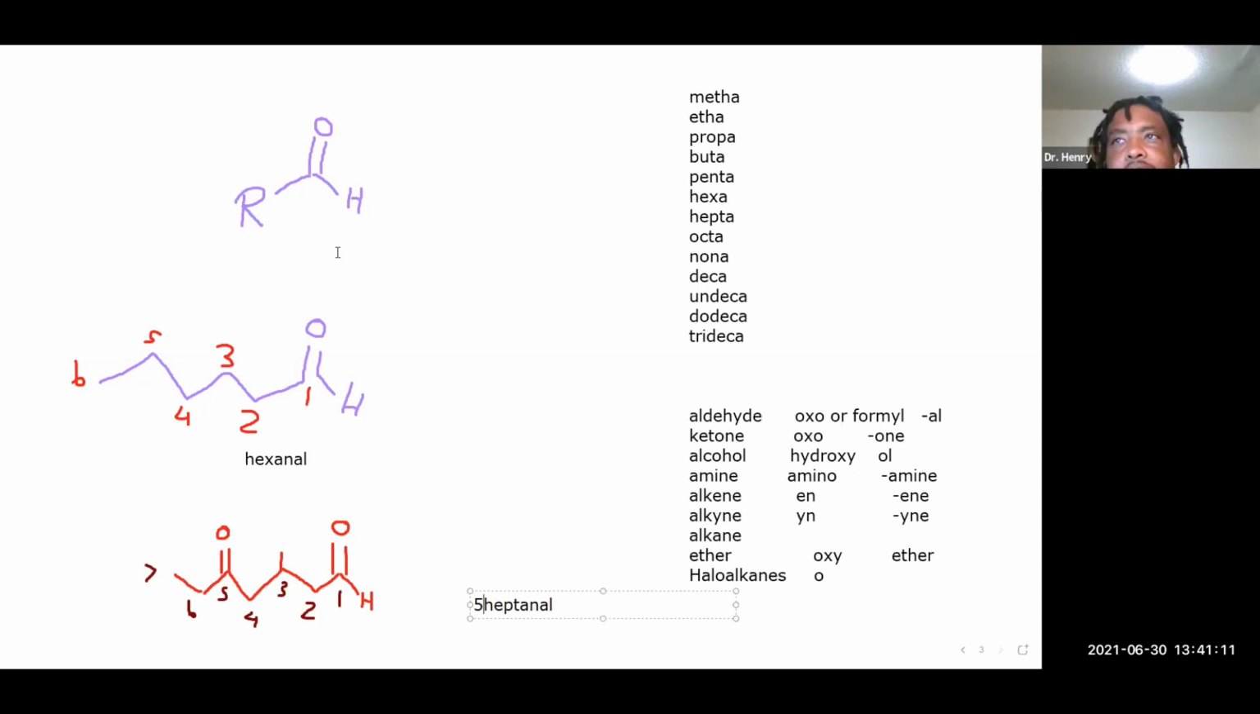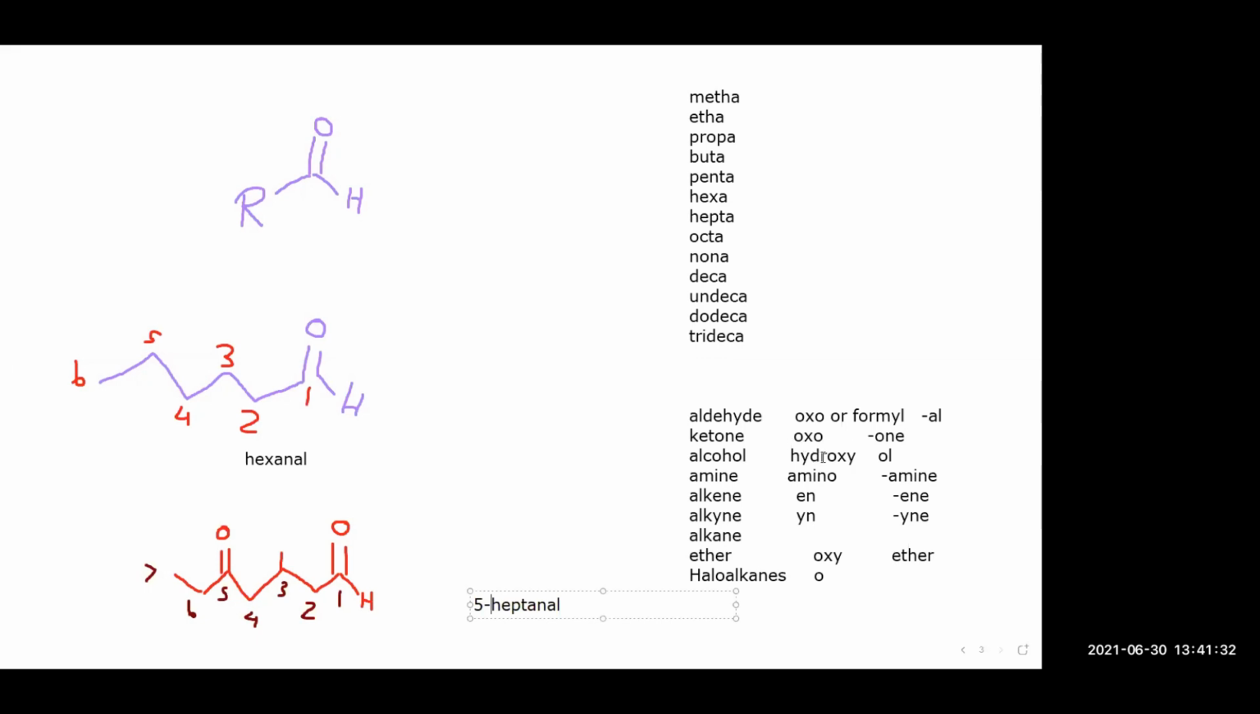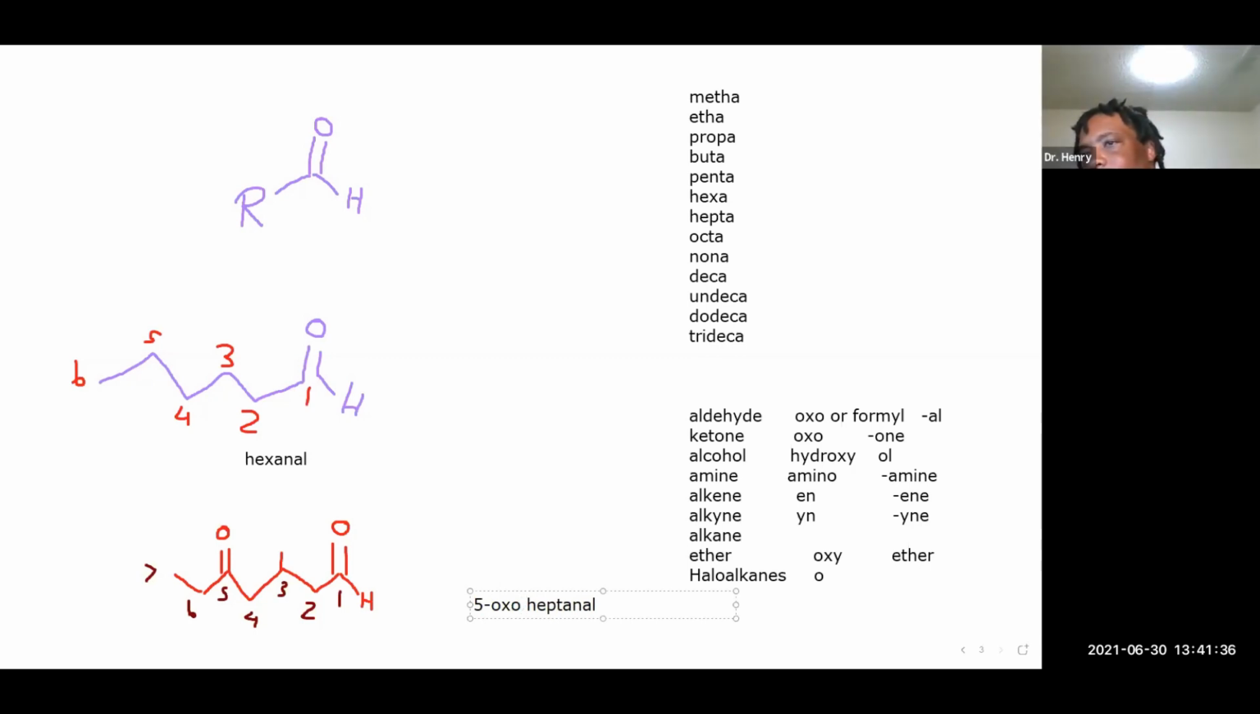Are you sure? It's a double bond to an oxygen. Double bonds to an oxygen are either ketones or aldehydes. So I'm going to use 5 what? What would be the prefix? Oxo. 5-oxo. So, and then what else do I have here?